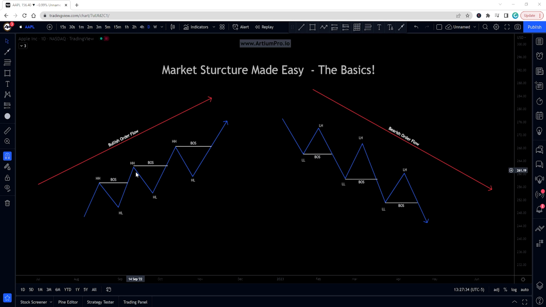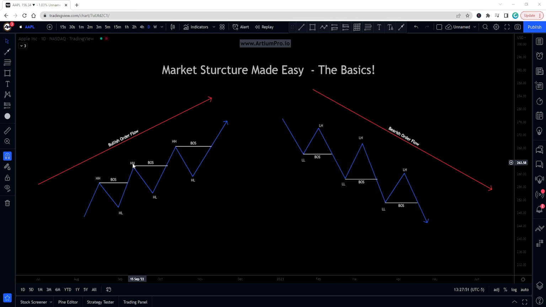The same thing happens. We have a pullback, then we carry on bullish, we form a new higher low, we get a break in market structure, we make a new higher high. So we get a series of higher highs followed by higher lows. This is what makes bullish order flow, okay?